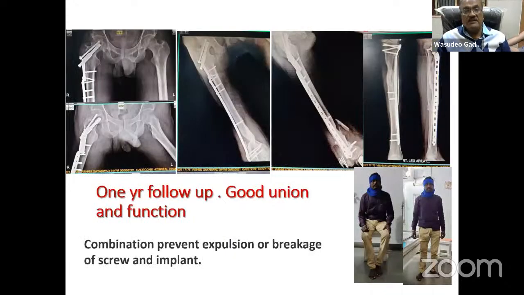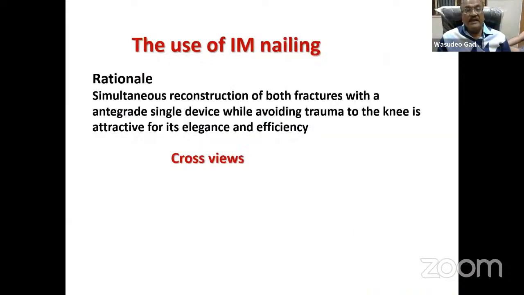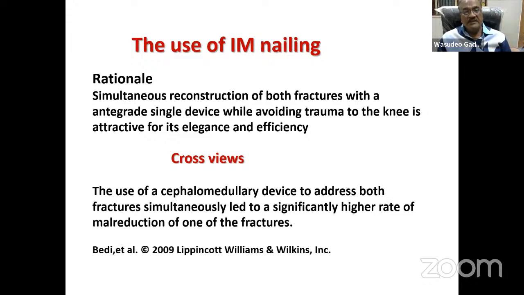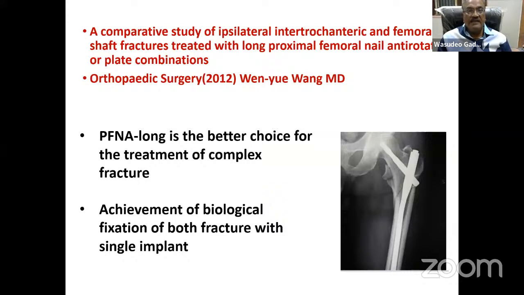Follow-up after 6 months, follow-up 1 year. Rationally, the use of IM nailing, simultaneous reconstruction of both fractures with an antegrade single device while avoiding trauma to the knee, is attractive for its elegance and efficacy. The use of a cumulative device to address both fractures simultaneously leads to a significantly higher rate of malreduction of one of the fractures. I am aware of this, and still there are so many reports about ipsilateral intertrochanteric and fracture neck femur. They are treated by long femoral nail, a better choice of treatment in a complex fracture, achieving biological fixation of both fractures with a single implant.